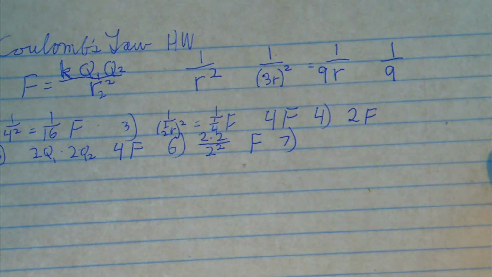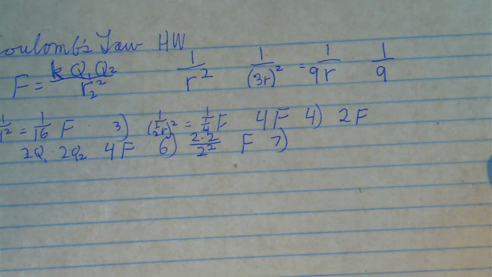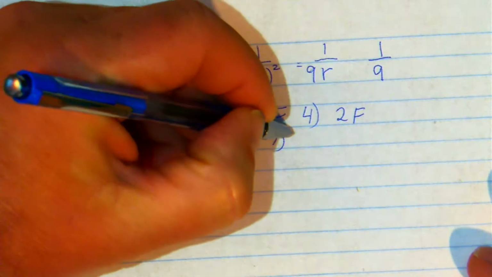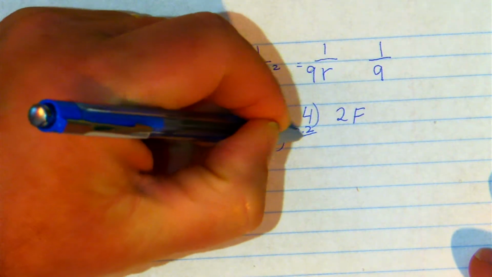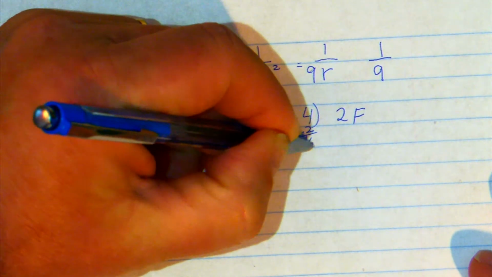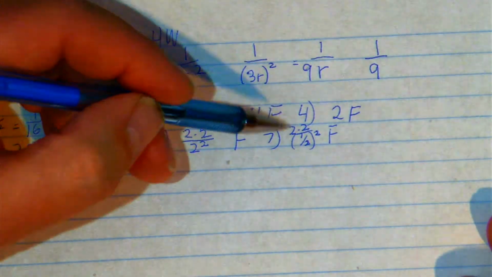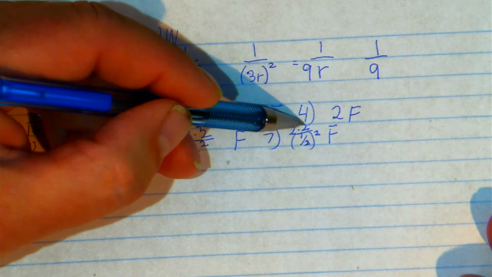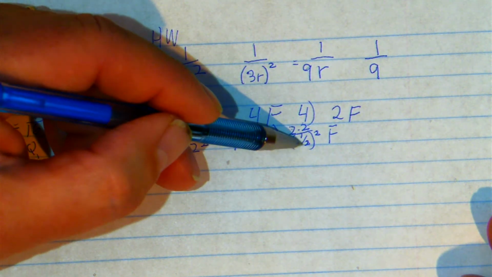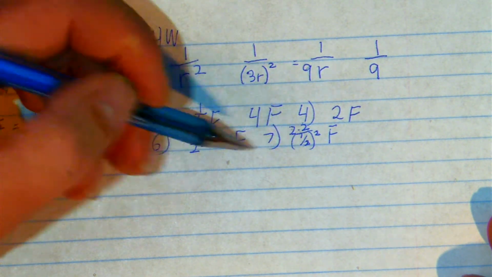And finally, number 7, what happens if the magnitude is doubled for both and the distance is cut in half? So that becomes 2 times 2 divided by 1/2 squared times the original force. 2 times 2 is 4. 1/2 times 1/2 is 1/4. 1 over 1/4 is 4. This becomes 4 times 4, and the answer is 16 times the original force.